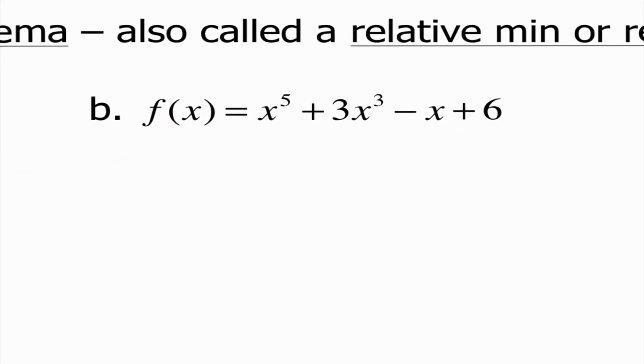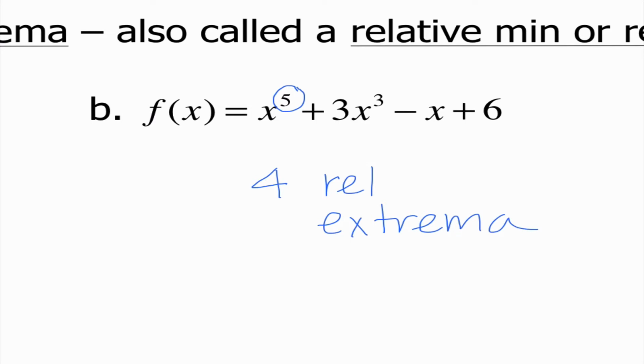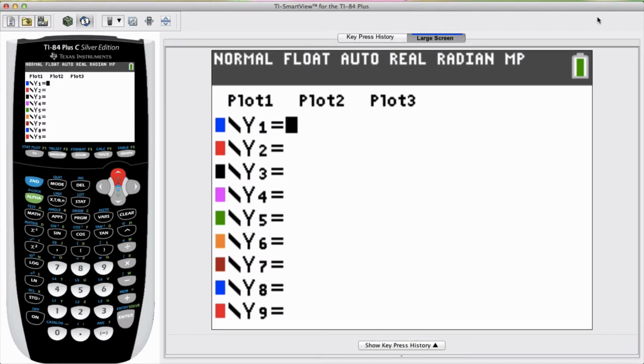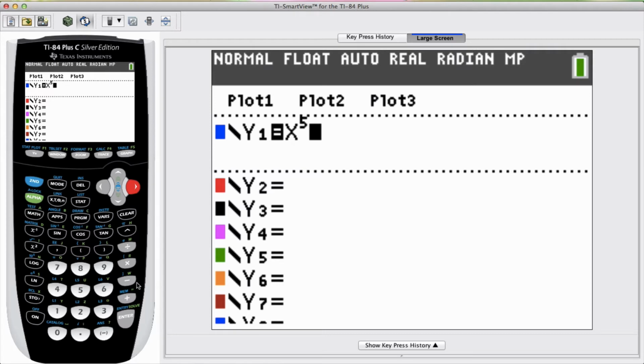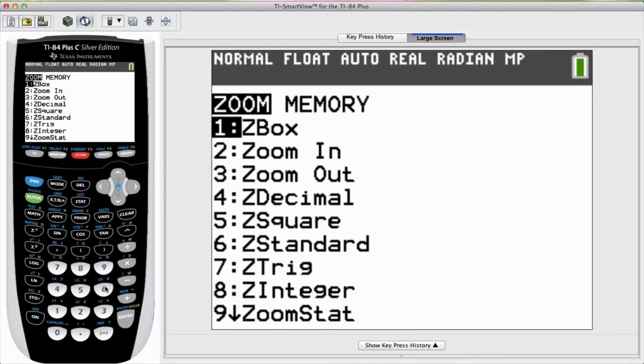If we look at this second one, I just want to point out that this time I could have up to 4 relative extrema because our highest exponent is 5, and we know 5 minus 1 is 4. So right now, get out your graphing calculators and let's see how accurate this is to what we actually see. I went ahead and pressed y equals on my graphing calculator, and I'm going to type in x to the 5th power plus 3x cubed minus x plus 6. I'm going to graph this, going zoom 6.